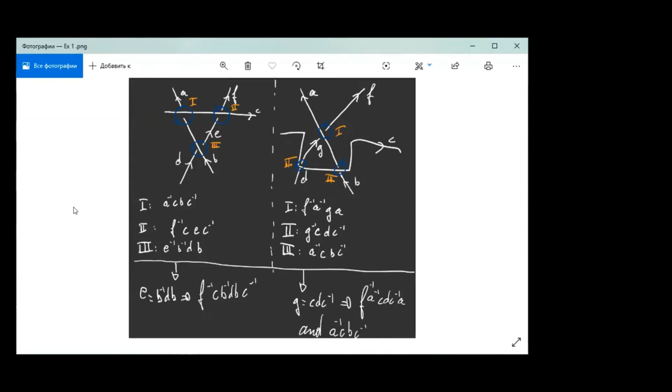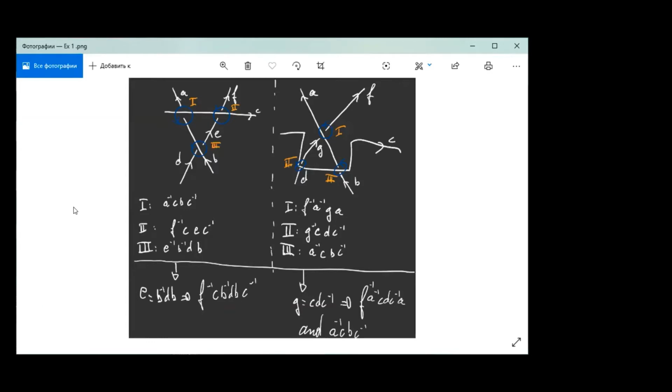So the first remark is that crossing number 1 on the left and crossing number 3 on the right are actually the same. So we just need to focus on crossing 2 and 3 on the left and crossing 1 and 2 on the right to show that they are the same.